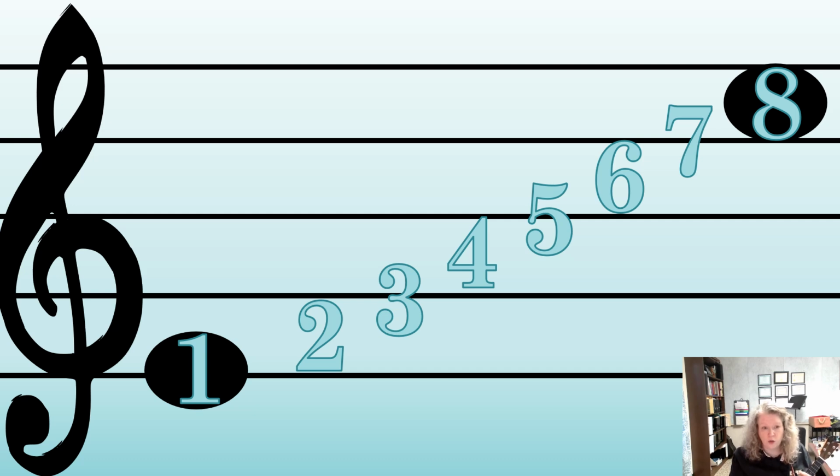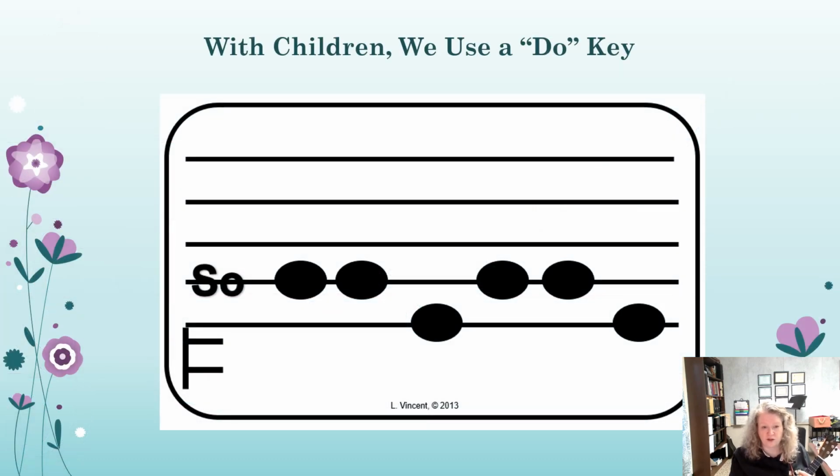With children, we don't start off with treble clefs. We start off with a do key that looks a lot like a tuning fork, and it sits at do. And you can see that so is indicated on the second line. The reason is that children at this grade level don't know do, the pitch do, yet. They have learned so and mi initially. So they know so, so, mi, so, so, mi. Do you recognize it? Let's sing the absolute pitches there. G, G, E, G, G, E.